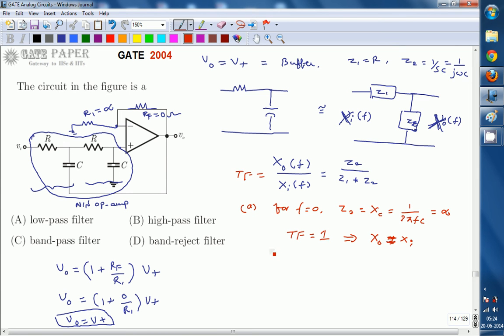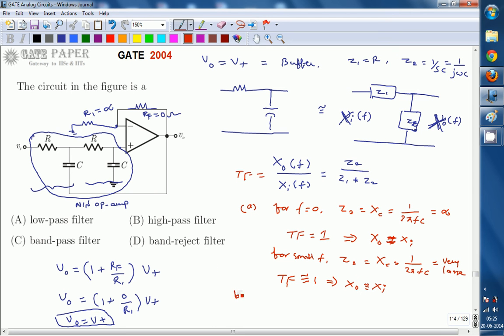Okay, and for small f, that is for low frequencies, Z2 is going to be Xc, which is nothing but 1 by 2 pi fC, which is very large, because we are going for a small frequency, so the reactance of the capacitance is very large. In that case also the transfer function is approximately 1. From this, X0 is approximately equal to Xi. So it is passing zero frequencies as well as small frequencies, and they appear at the output side.